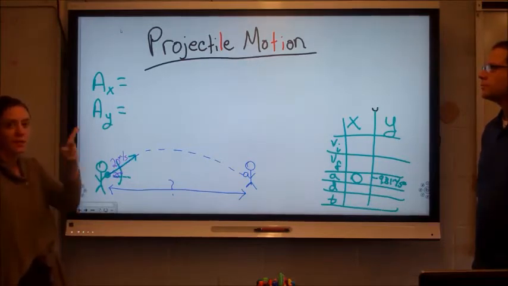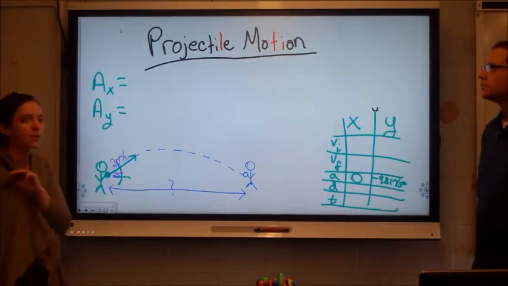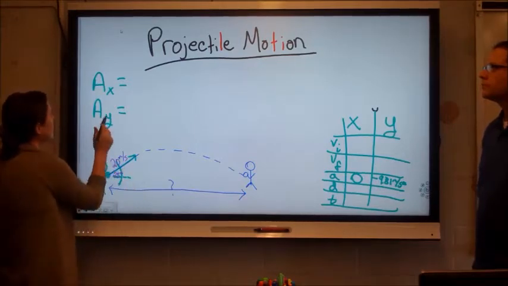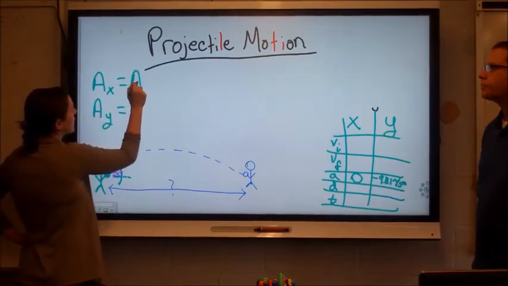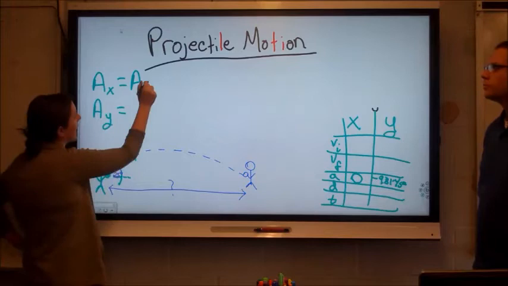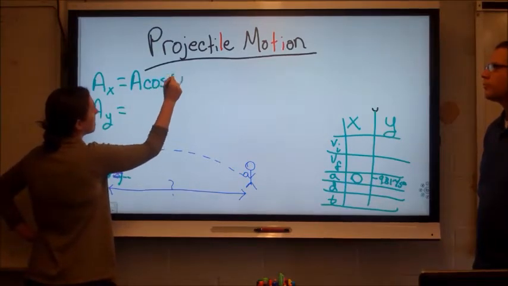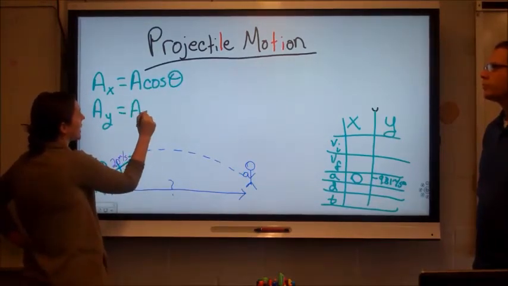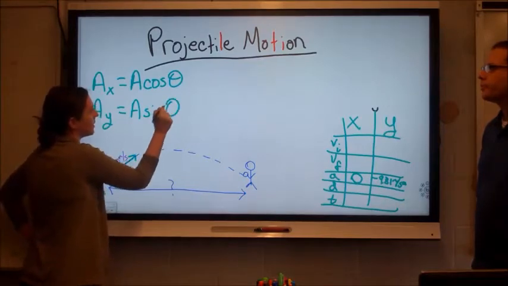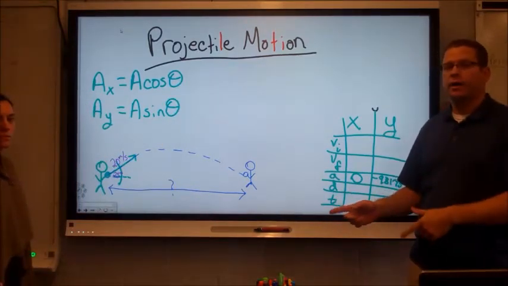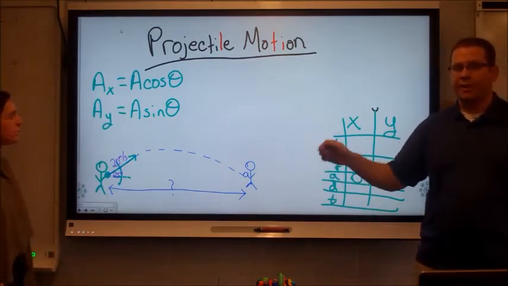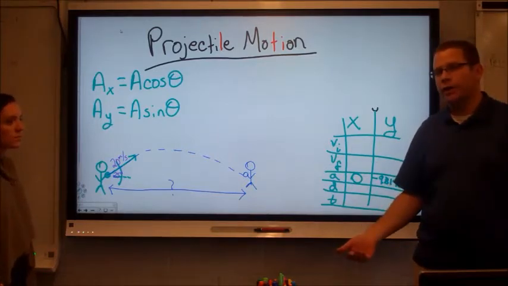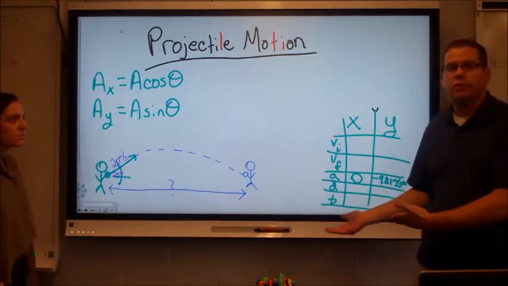Could be velocity, could be displacement, force, acceleration, any vector at all. And for A_x, it says that it equals A cos theta, and A_y equals A sine theta. We have already gone over where these equations come from in class, so there's no reason to do it again, but the short answer is it comes from trig.